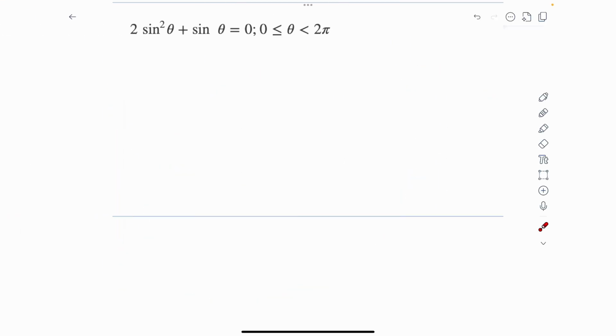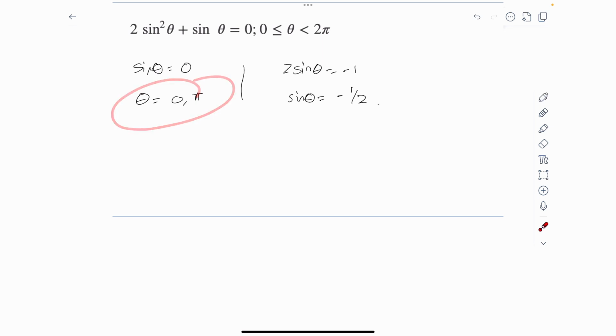Alright, so for our first question here, it's 2 sine squared theta plus sine theta equals 0. So I'm going to skip the first part and say, well, sine theta is going to equal 0, which means that theta is going to equal 0 or pi. And on the other side, we've got 2 sine theta equals -1, which means that sine theta is going to equal -1/2. So we've got values for theta here and they're within the bounds. That's fine, we can check that off. But what about this part?